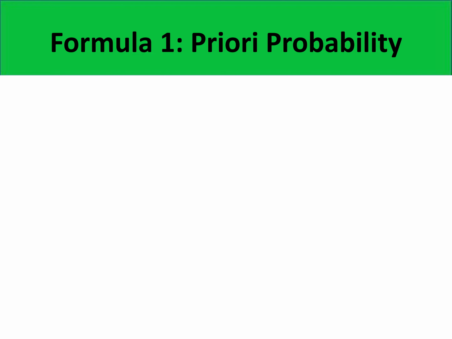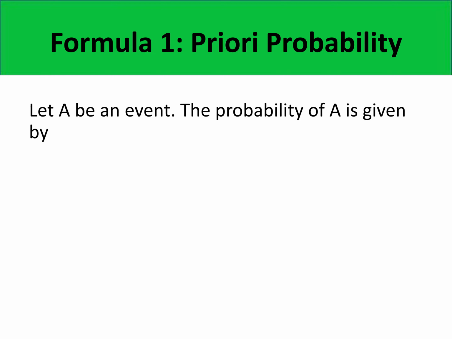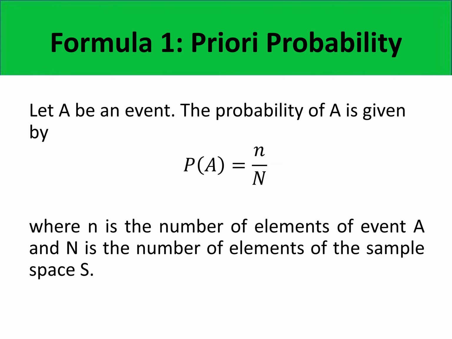Here is the first formula for probability. We call this formula the a priori probability or theoretical probability. Let capital A be an event. The probability of A is given by P of A equals small n over capital N. Here, small n is the number of elements of the event A, and capital N is the number of elements of the sample space S.